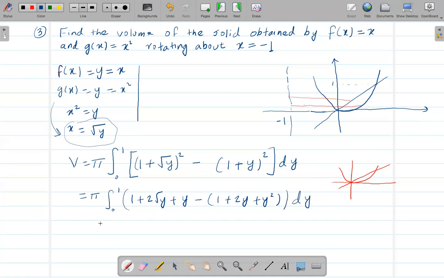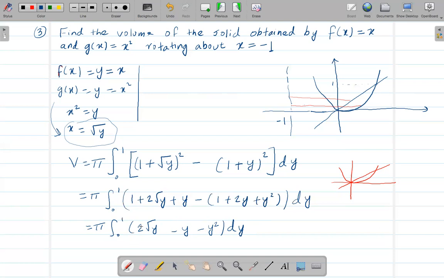After you combine all of this, I will just directly write what we'll be getting. Distribute this, combine like terms, and we get 2 square root of y minus y squared dy, and then take the integration.